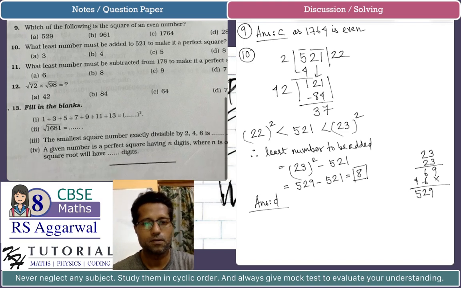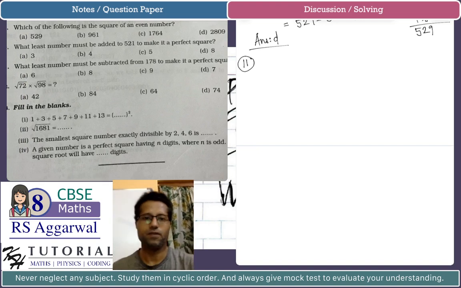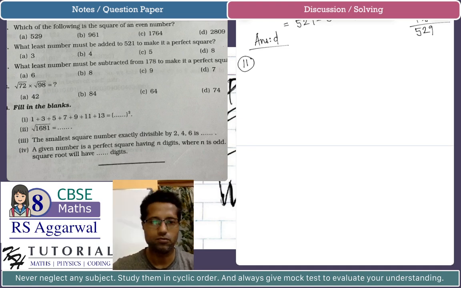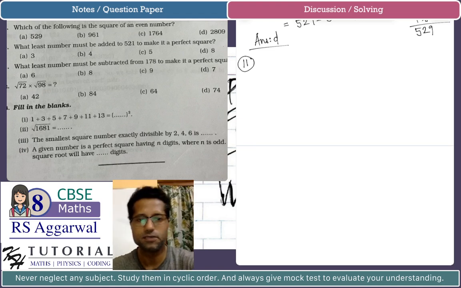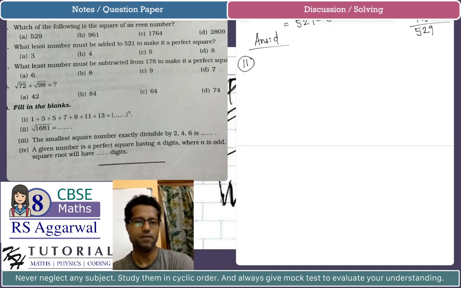Question number 11. What least number must be subtracted from 178 to make it a perfect square? So you must be very familiar with all the patterns of questions. These are very standard patterns, and by seeing the pattern of the question, you must be fast enough to know what you have to do and how to solve the problem. So it is asking what is the least number that must be subtracted from 178 to make it a perfect square. So we will use the long division method.